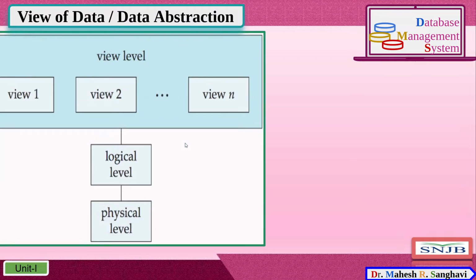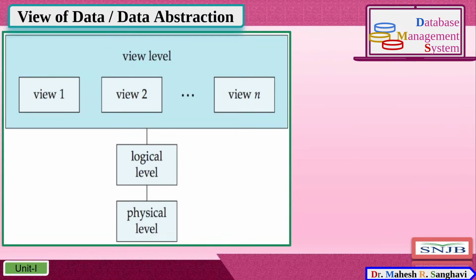So, what is data abstraction? It simply means hiding the complex details of how data is stored and showing only the important information to the user. Think about it this way. When you use Google Maps, you just search for a location. You don't care how the app fetches data, uses GPS, or calculates routes. You just see the map and the result. That's abstraction. DBMS also works in the same way.